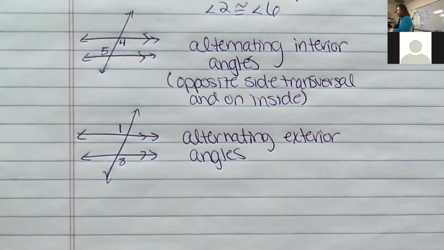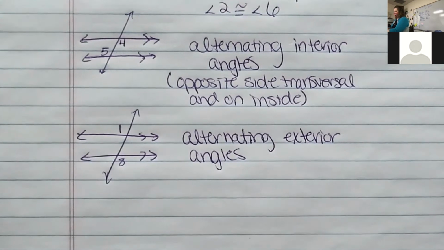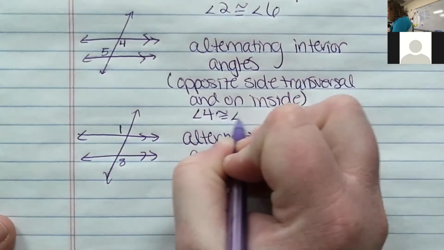Something I forgot to write on the last one. What do you think about angle 4 and angle 5? They look the same. They do look the same, so they are actually congruent. Angle 4 is congruent to angle 5.